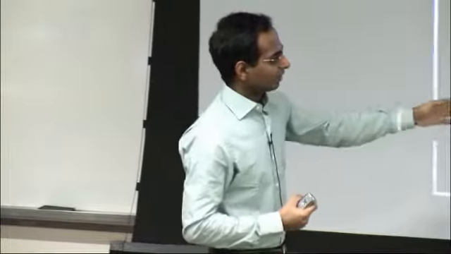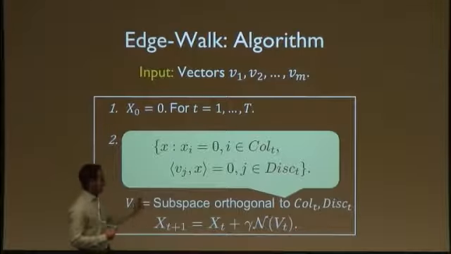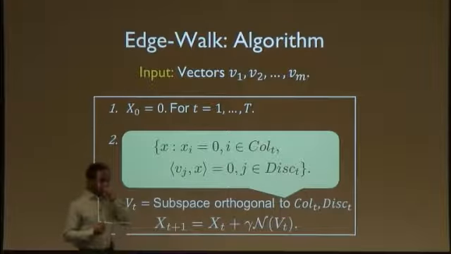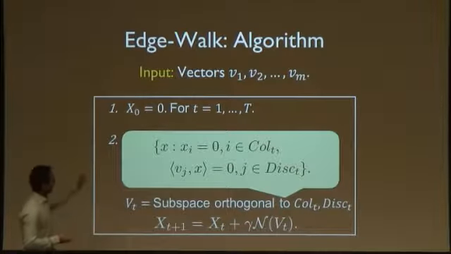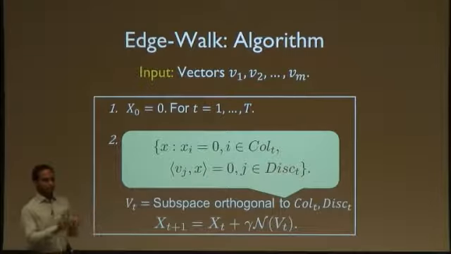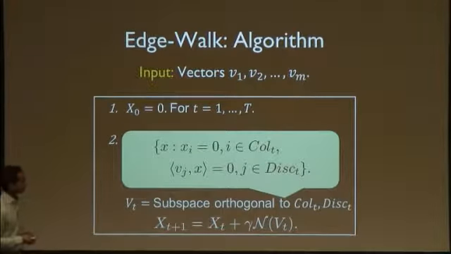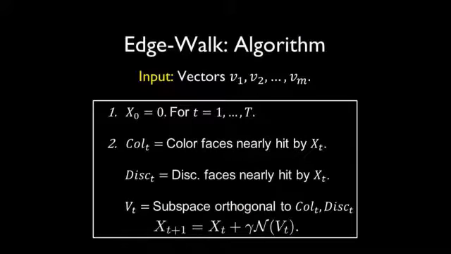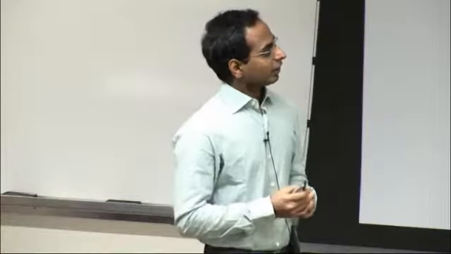So if you let Vt be the subspace, you just pick a random Gaussian vector in that subspace, take a tiny step in that direction, and repeat this process. And the number of steps you have to do this will roughly be 1 over gamma squared, where gamma is the step size. So that's the algorithm. And the claim is that this will find a good partial coloring with some non-negligible probability.